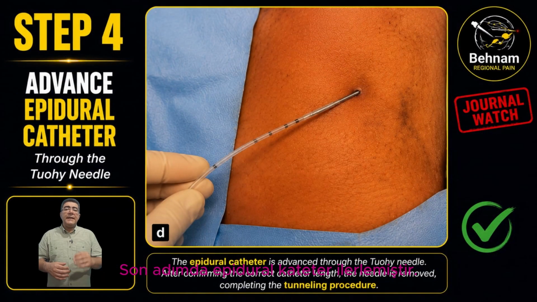In the final step, the epidural catheter is advanced through the toy needle. The catheter is then adjusted to the desired length while ensuring that the appropriate segment remains within the epidural space. Once positioning is confirmed, the toy needle can be carefully removed, completing the tunneling process.